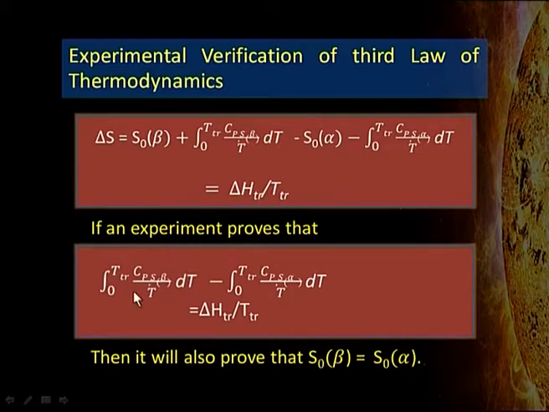If an experiment proves that the integral of Cp(s,beta)/T dT within the limits 0 and Ttr, minus the integral of Cp(s,alpha)/T dT within the limits 0 and Ttr, is equal to delta H tr divided by T tr, then it will also prove that S0 beta is equal to S0 alpha, that is, the entropy of beta form at 0 Kelvin is equal to the entropy of alpha form at 0 Kelvin.